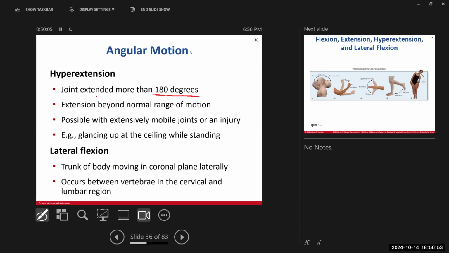So we're used to hearing it in this definition, extension beyond the normal range of motion. Well, yeah, if it's beyond the normal range of motion, then you've probably strained that joint and you probably injured it. In this case, what we're talking about with hyperextension is you're moving it past that 180 degrees. And I'll show you an example here. Well, let me just flip to this page here.